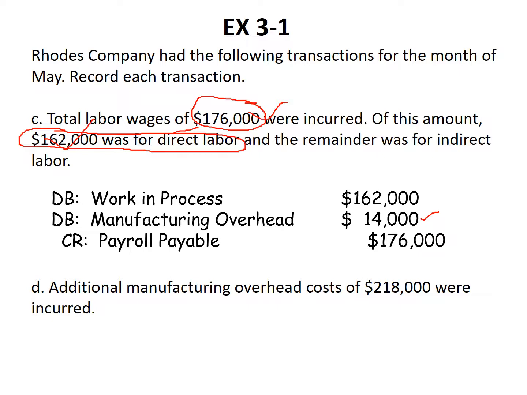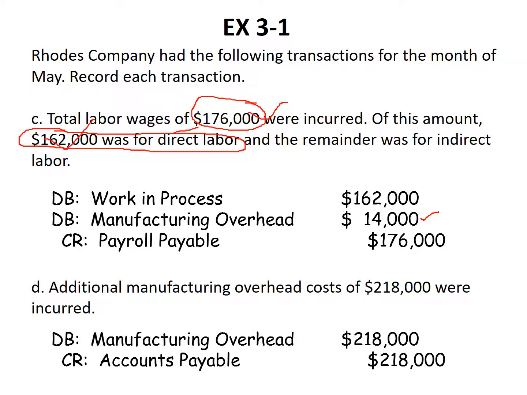So in order to make the entry, what we're going to do is we're going to debit manufacturing overhead, which represents the actual costs that were incurred for indirect costs. And we're going to credit accounts payable, which represents the fact that we purchased all these manufacturing overhead items on credit. And with that, that's the completion of example 3-1.